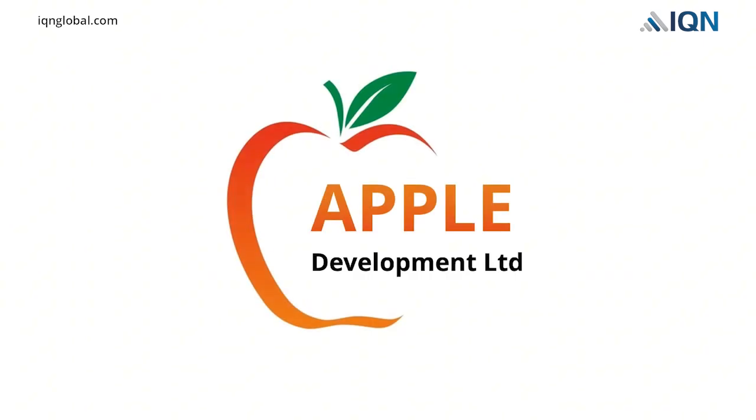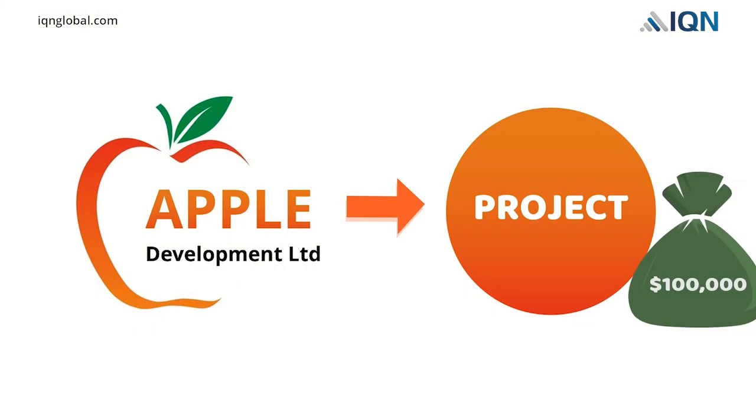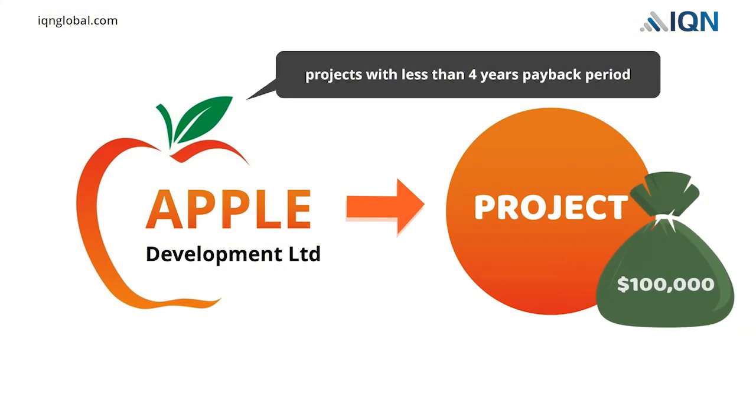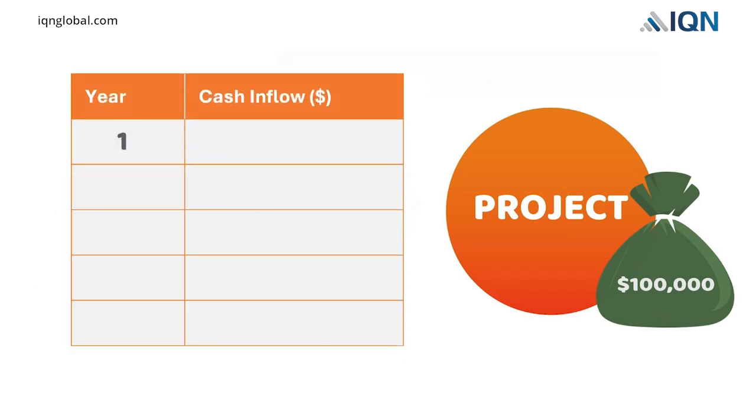Apple Development Limited is considering investing in a project which will require an initial investment of $100,000. The company accepts those projects which have less than 4 years payback period. The expected cash flows from the project are: in the first year, the cash inflow is $30,000. In the second year, this amount increased slightly to $32,000.